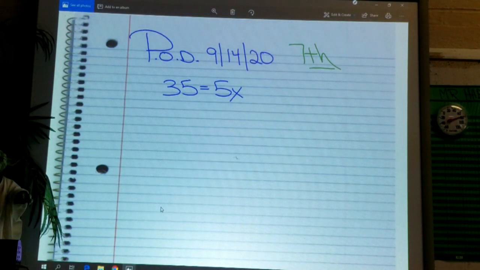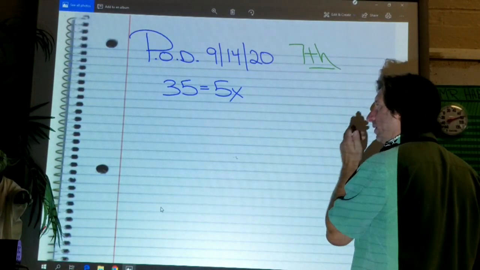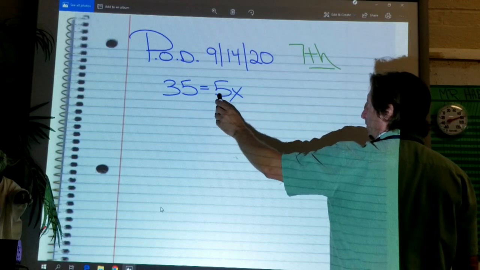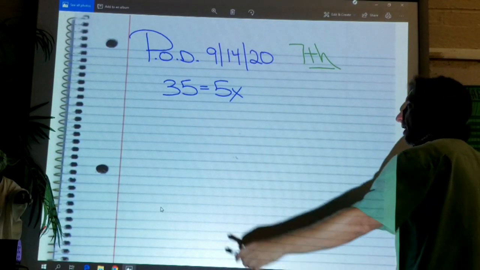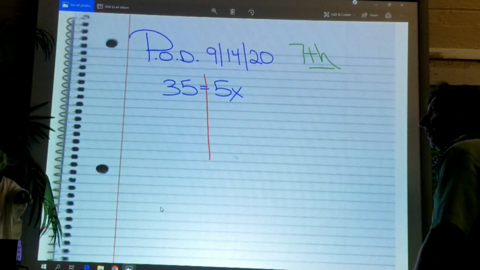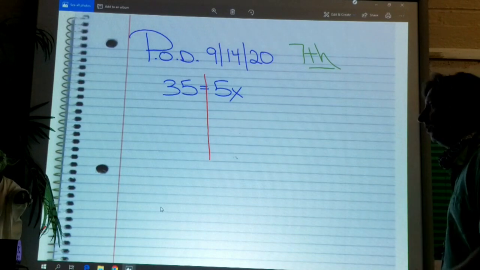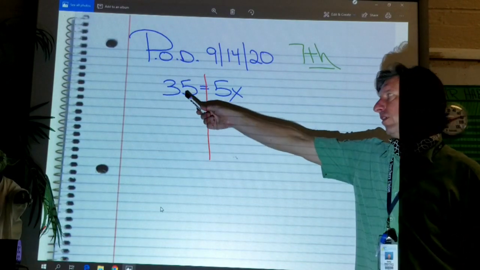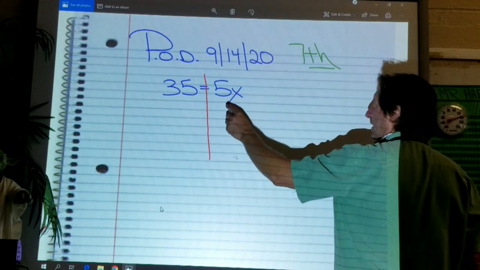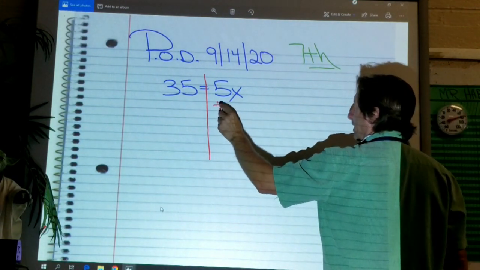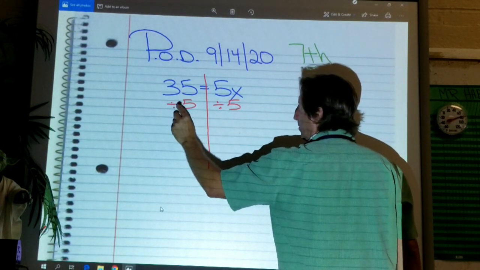All right, I'm guessing you did some awesome magical math and you completed your equation here. So we have 35 equals 5 times x. Don't forget, we draw our line through our equal sign to cut our equation in half. Then we have to get our variable by itself. So here's our variable. We don't want to get rid of the 35. We want to get rid of the 5, right? So this is 5 times x. We're going to divide by 5. We do it to one side, we're going to do that to the other.